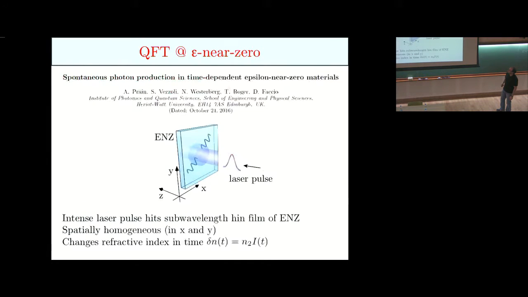So I'll very quickly go through these last results that we've been working on. We've just submitted them. So this is the situation we have in mind. We have a very thin film of this epsilon near-zero material. We hit it with a laser pulse, and then we want to look at photon production in this expanding, time-varying space-time background.